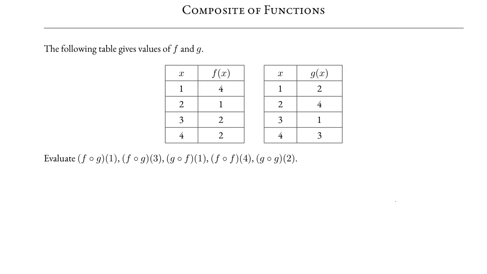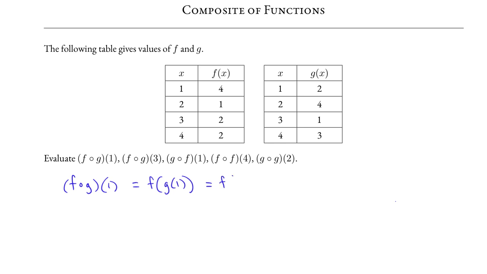Given the table of values of the functions f and g, we are asked to evaluate the composite of functions at various x. First, f of g of 1. By definition, it is f(g(1)). Always work with the inner function first.